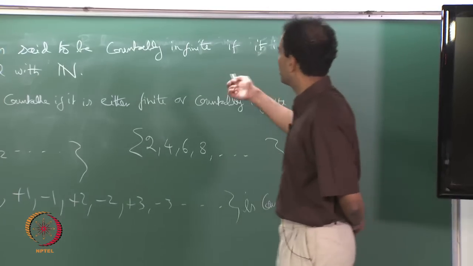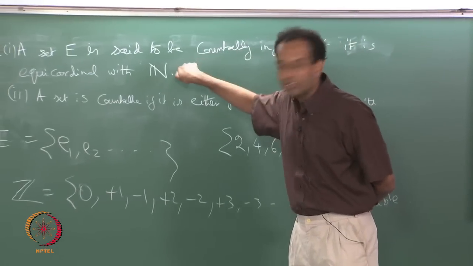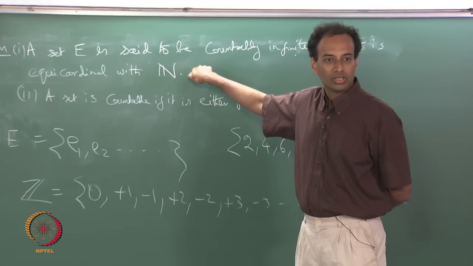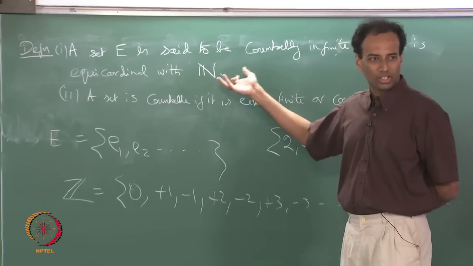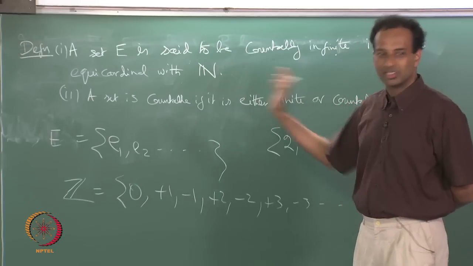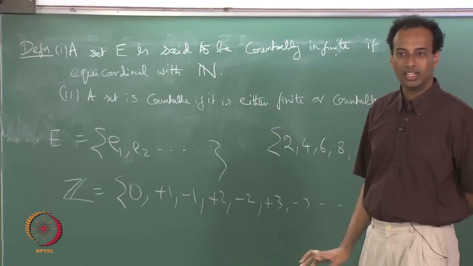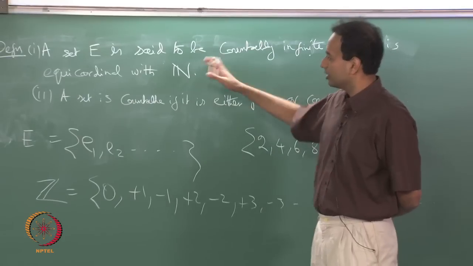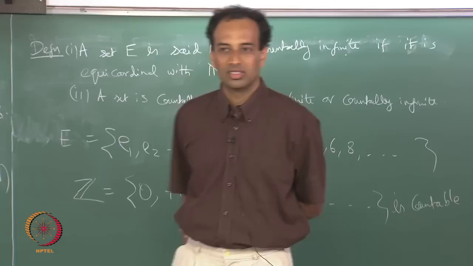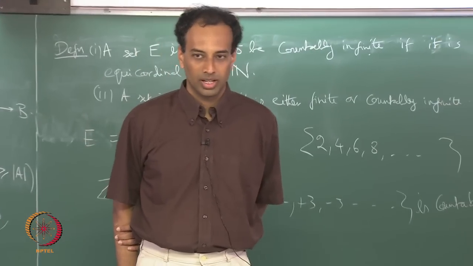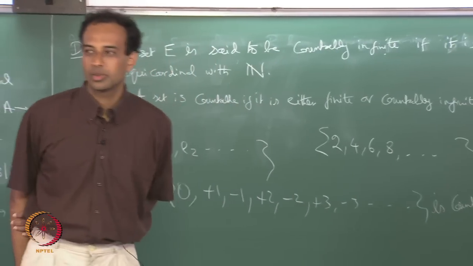The concept of a countably infinite set is defined like this. It is equivalent, for example, you can equivalently define it with Z also. There is nothing wrong in doing that, but this is the standard definition. You can say equicardinal with Z also, there is nothing wrong with that, but we will stick to N. That is the standard notation. Any other questions?